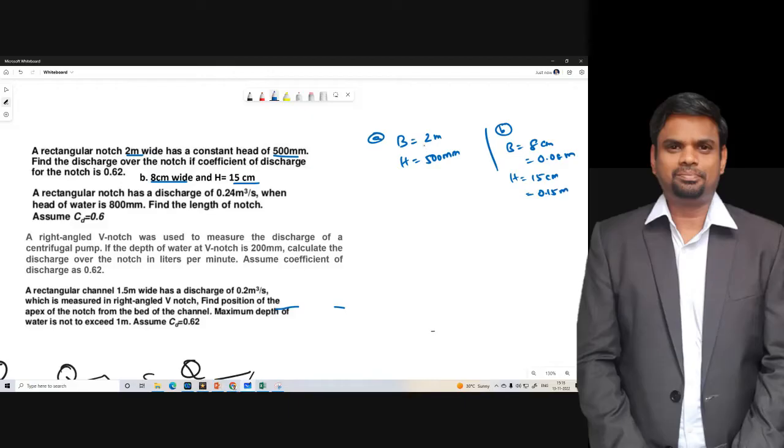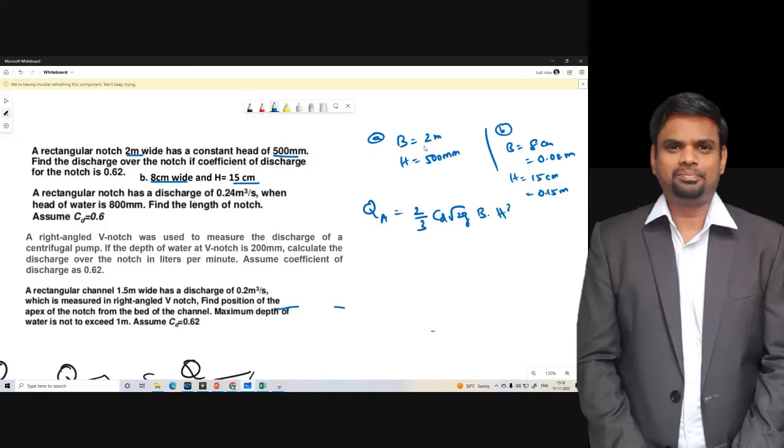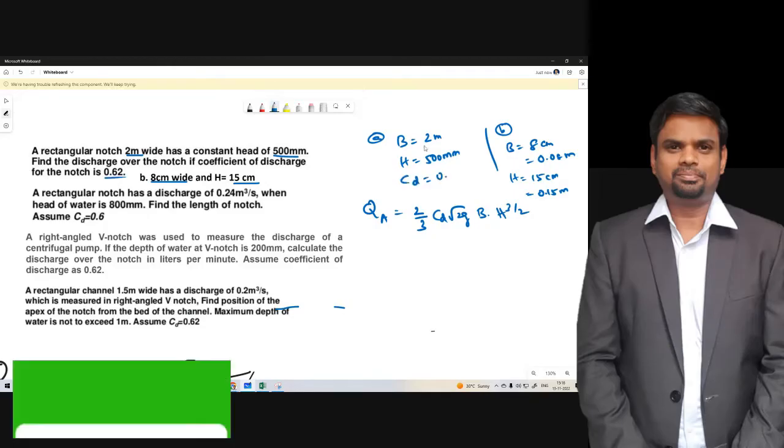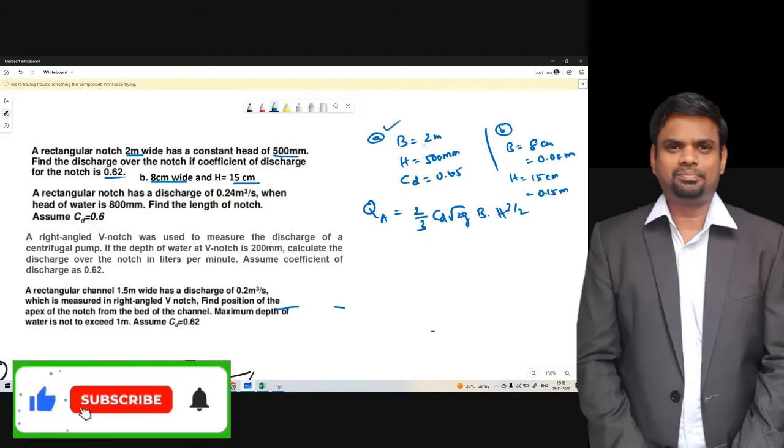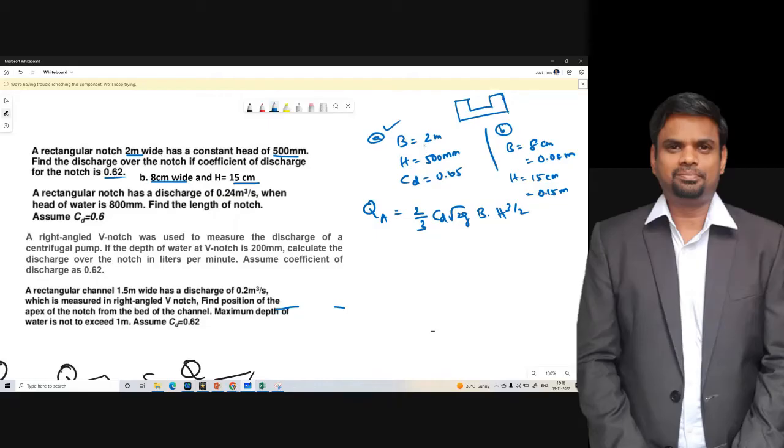So for a rectangular notch, we know the actual discharge is equal to 2 by 3 CD into square root of 2G, B into H power 3 by 2. So we have to take the CD value. We have been given CD equal to 0.62. So what we have written here is the given data. We can even draw a diagram, where B is the width and H is the liquid height.